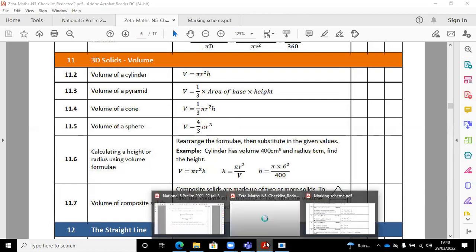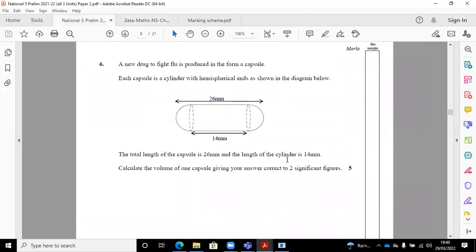So let's go into it. New drug, that doesn't matter. Each capsule is a cylinder with hemispherical ends as shown. I think we actually did this one in class. Volume's the first thing I covered, and this is quite a common one for past paper questions. There's not that many directions they can go with this. They like a cylinder and they like to add a sphere to the end of it. So let's look at the shape first. You've got a cylinder and then two hemispheres that create a sphere.